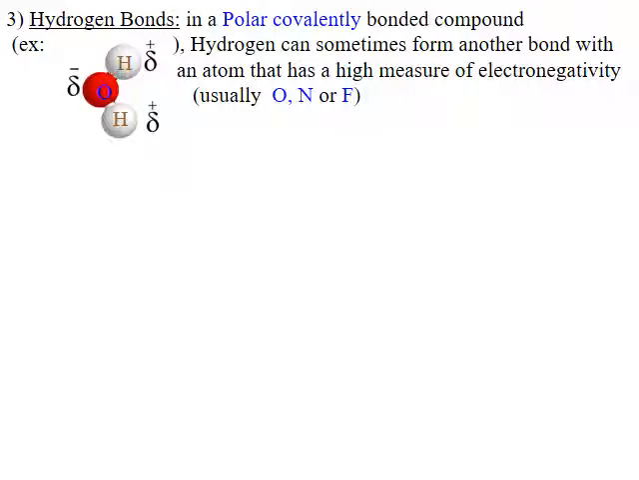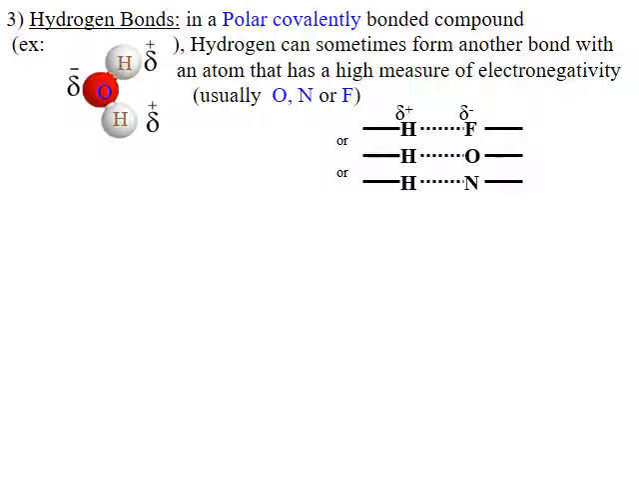Alright, on to the third type of bond. These are hydrogen bonds. Now, hydrogen bonds always use at least one type of atom, hydrogen, hence the name. And it really comes about from a result of a molecule being polarly covalently bonded in its own general formula. And let me show you what I mean.